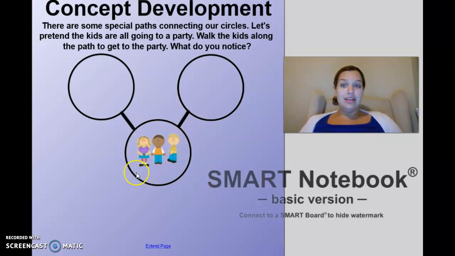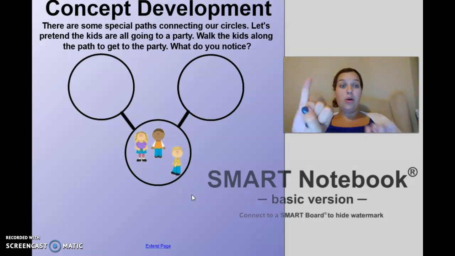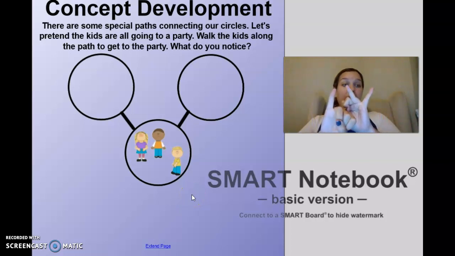So what's my whole? How many kids all came to this party? 1, 2, 3. Very good. So I had 1 and 2. And when they all came to the party, how many kids did I have at the party? 3. 1, 2, 3. So we can say 1 and 2 make 3. Nice job.